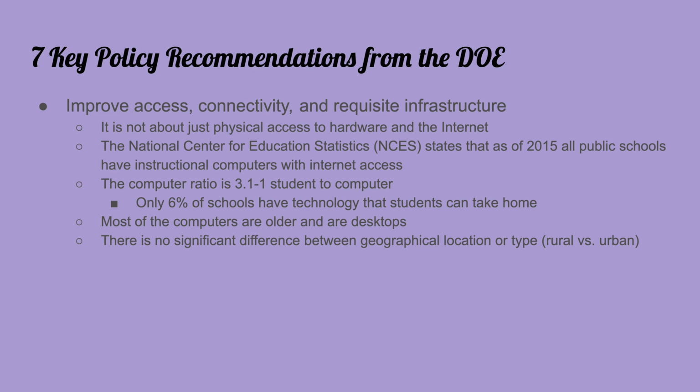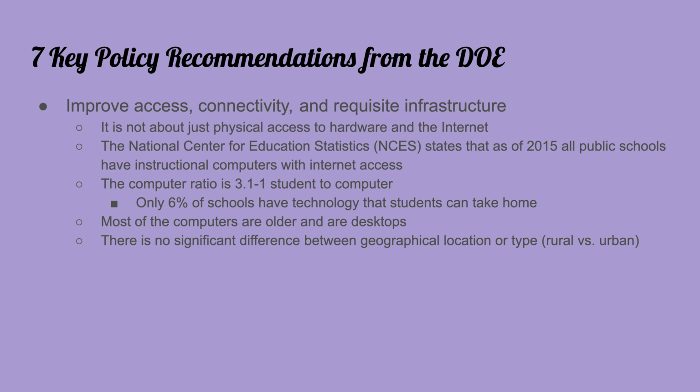So from the Department of Education, there were 7 key policy recommendations from the article that I read. And the first one was to improve access, connectivity, and requisite infrastructure. Now, when the internet was invented, it was very expensive. Computers were expensive. Lots of schools didn't have computers. But with the increase in technological advances, it's become cheaper and easier to get those things.